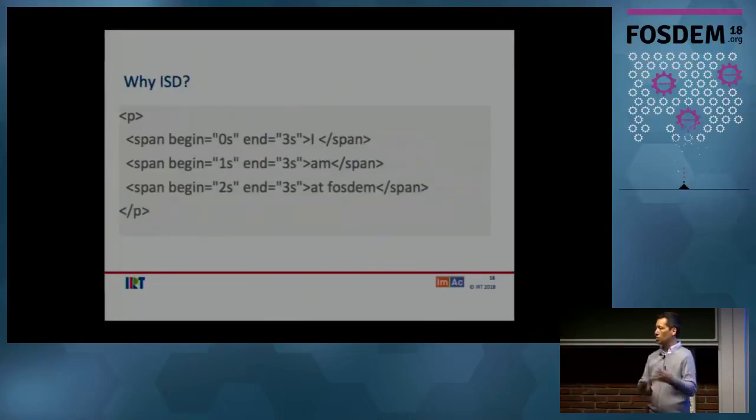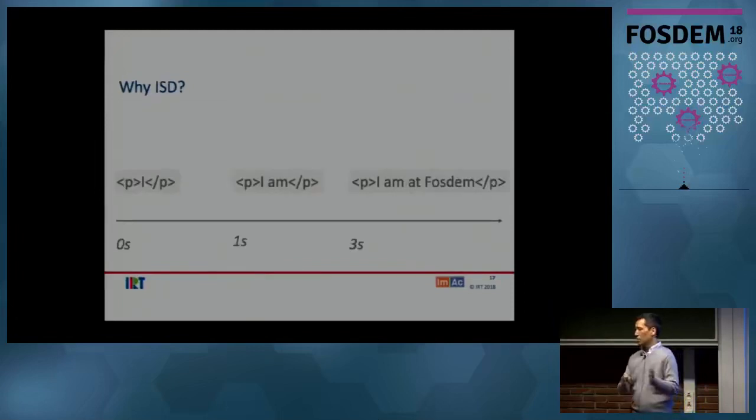So you want to have "I am at FOSDEM" coming up word by word. You start with the "I" and leave it on screen for the complete time, which is 3 seconds, and the "am" starts at 1 second and "FOSDEM" at 2 seconds. And this could happen pretty much everywhere in the document, so you could have a lot of different content elements having different timings, and at rendering you really do not want to track all these different, independently timed content elements, so you want a static representation of what happens at a certain time.